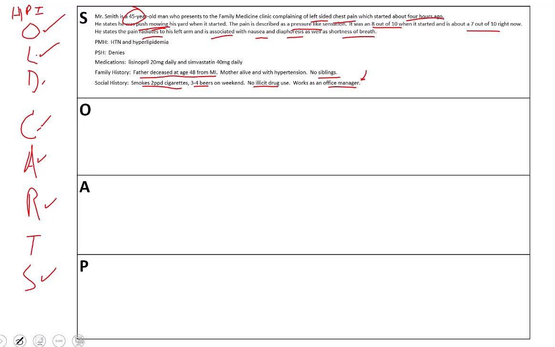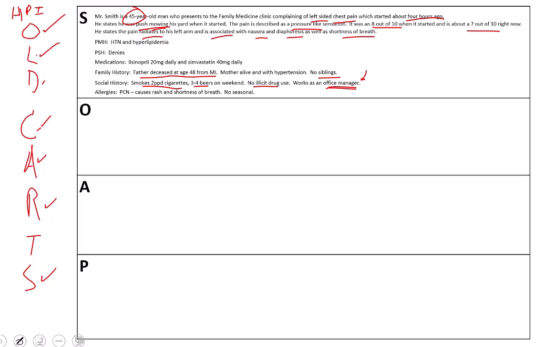Why is an occupation important? Why is that there? Well, if he works as an office manager, he's probably not getting a lot of activity throughout the day. So he has a sedentary lifestyle in terms of work, and when he was outside push mowing his yard, he was getting pressure-like left-sided chest pain that radiated to his left arm with nausea, diaphoresis, shortness of breath, and it was an 8 out of 10. That's pretty significant and important.